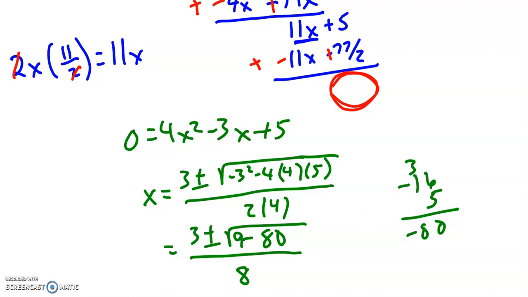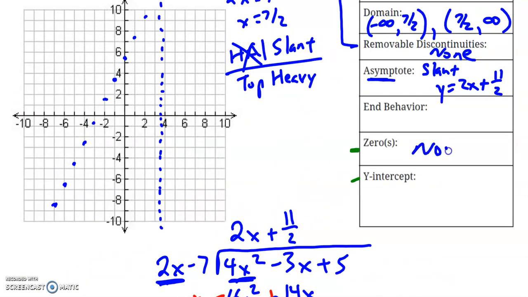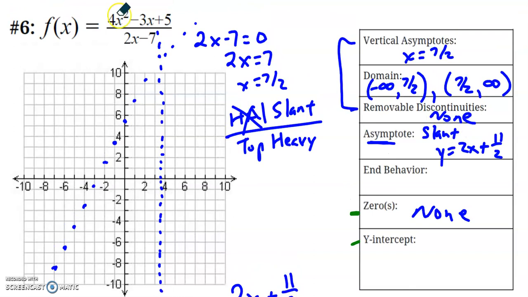And I hope you realize why. This is going to be a negative underneath the square root. So we have no real solutions or no real zeros. They're going to be imaginary. So we actually have none. No x-intercepts there.